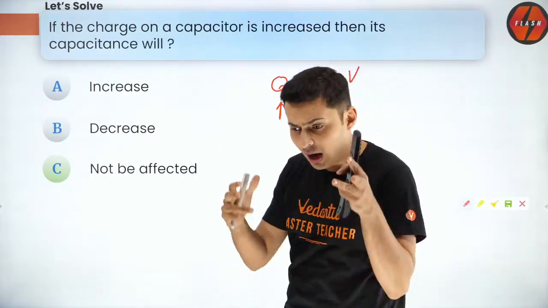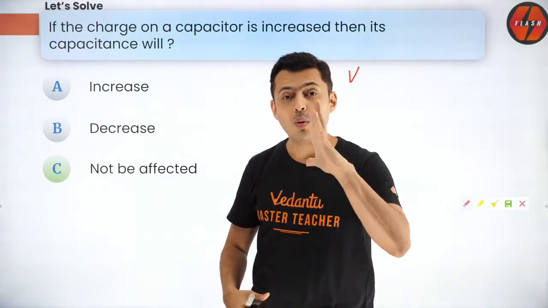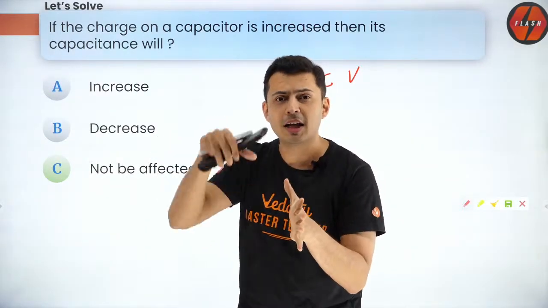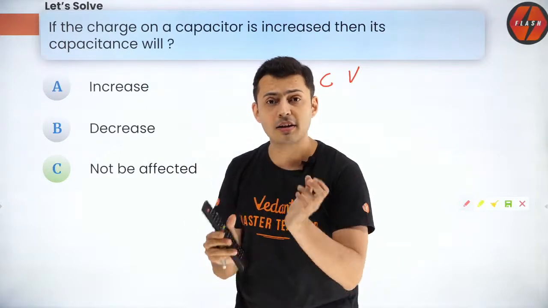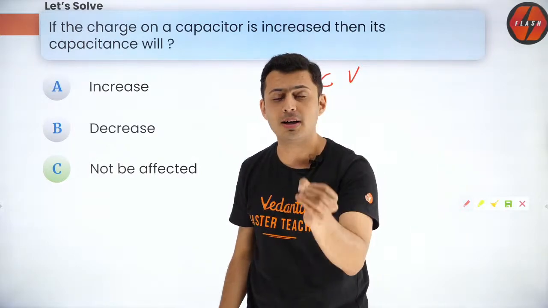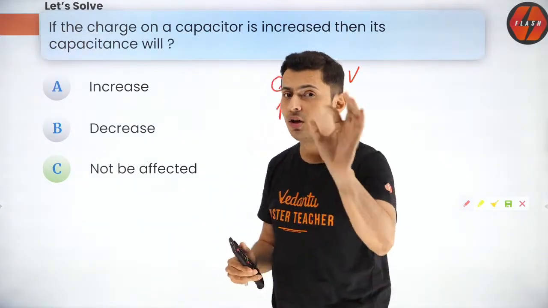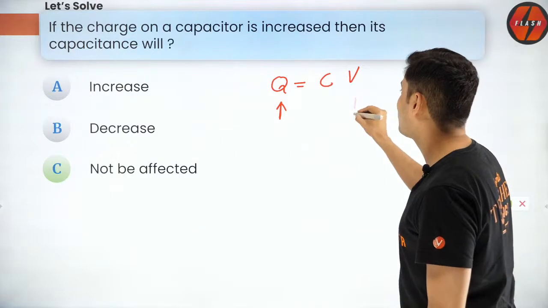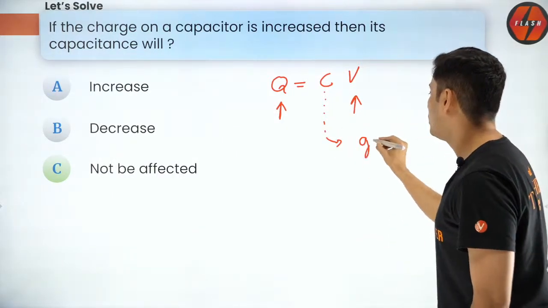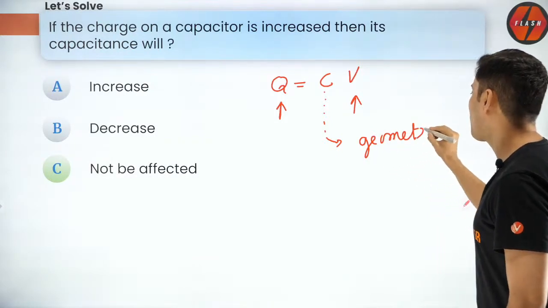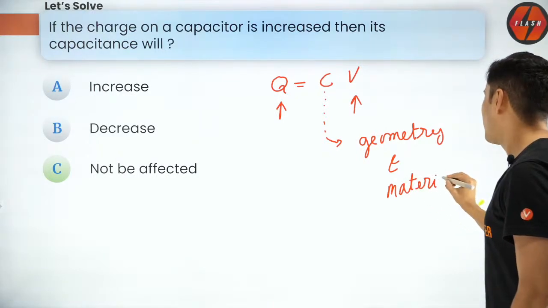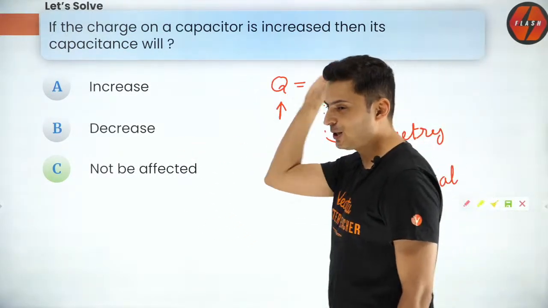Capacitance depends on how you construct that capacitor. What is the size of the plates? What's the distance of the plates? What is the masala that you add? Matlab, the dielectric material between the plates, etc., etc. So it depends on the material, the geometry of that construction, not on anything else. So if you increase the charge, the voltage increases. Understand this, capacitance depends on the geometry and the material inside the capacitor, nothing else. So the answer is not be affected.